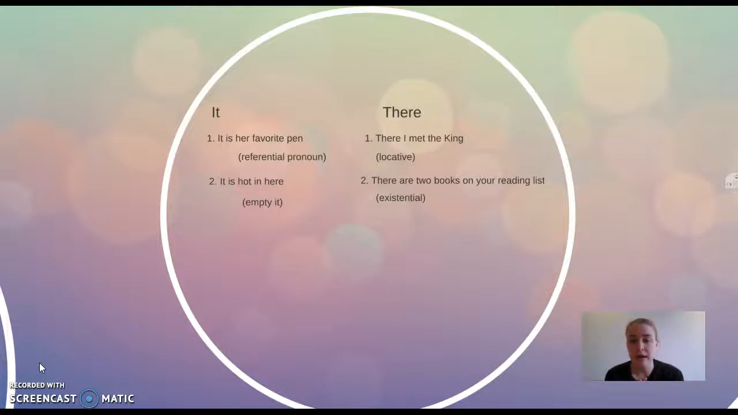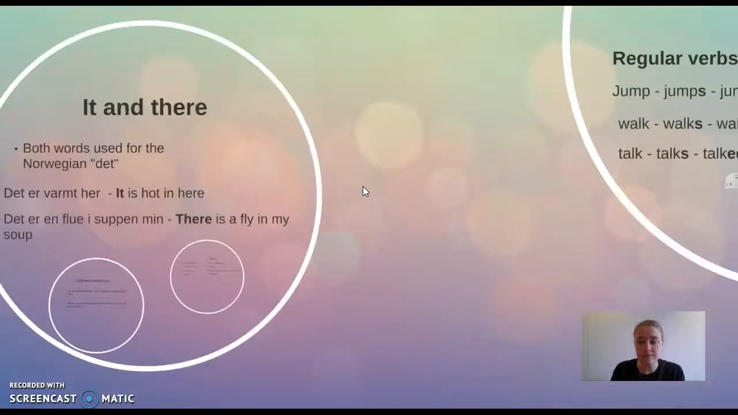And then you have the there one. You have 2 different uses of there. It's the locative one. There I met the king, when you talk about location. And there are 2 books on your reading lists. It's the existential one. It's when something exists. So if you wonder whether to use it or there, you can ask, does it exist? You can't say there is hot in here, because you can't say it exists, it's hot in here, but it exists, 2 books. There are 2 books there. So try to use this and look at the it and there. Very good. Let's move on.